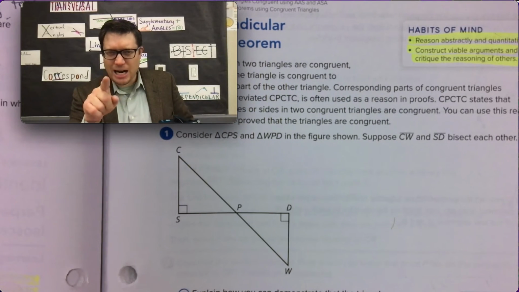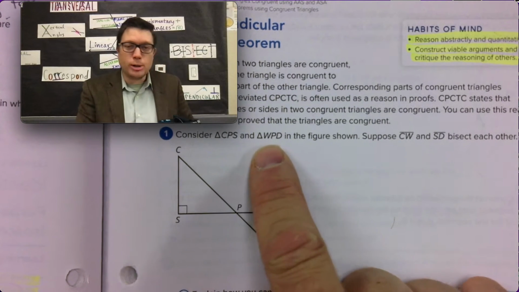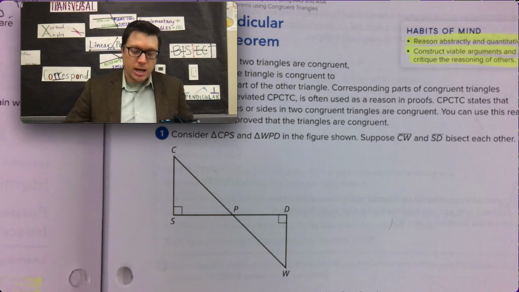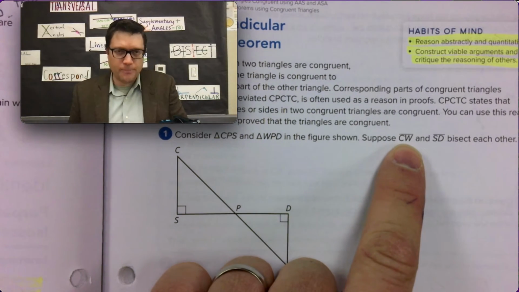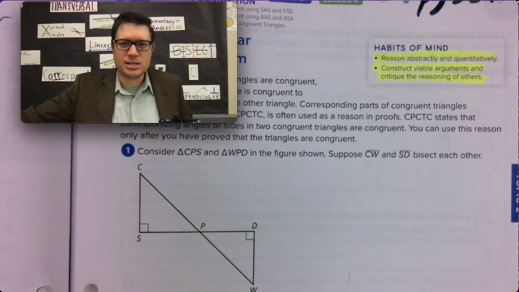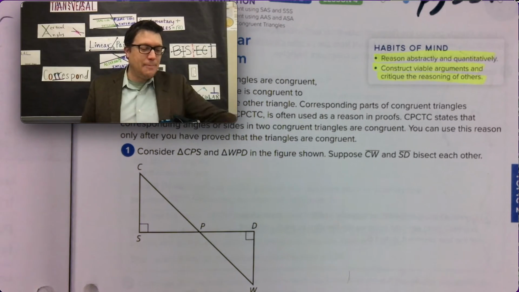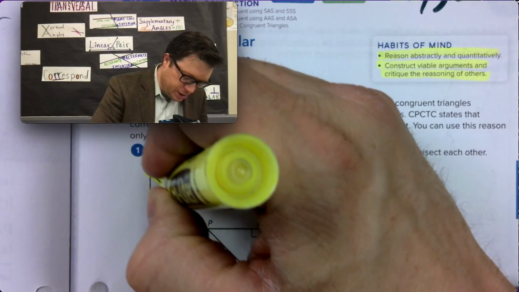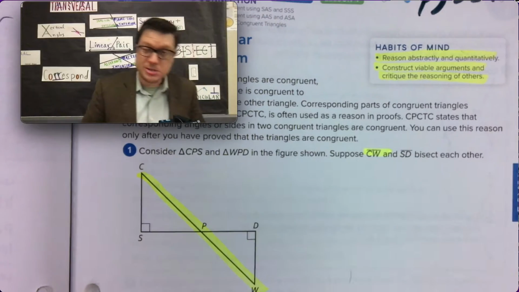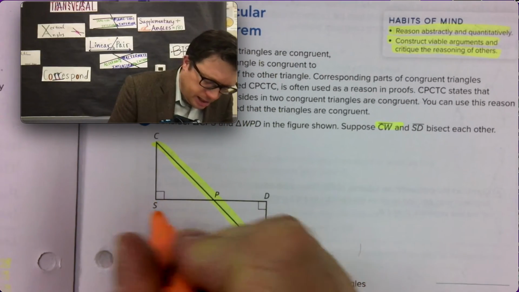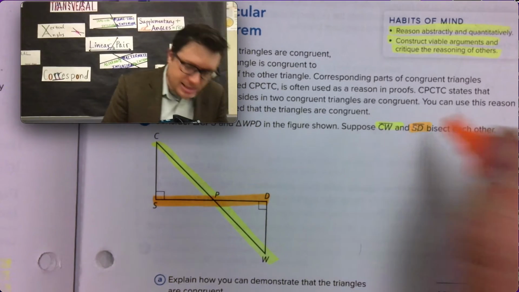Consider the triangle CPS and the triangle WPD in the figure shown. Suppose CW and SD bisect each other. So sketch a highlighted line for CW and sketch a highlighted segment SD.